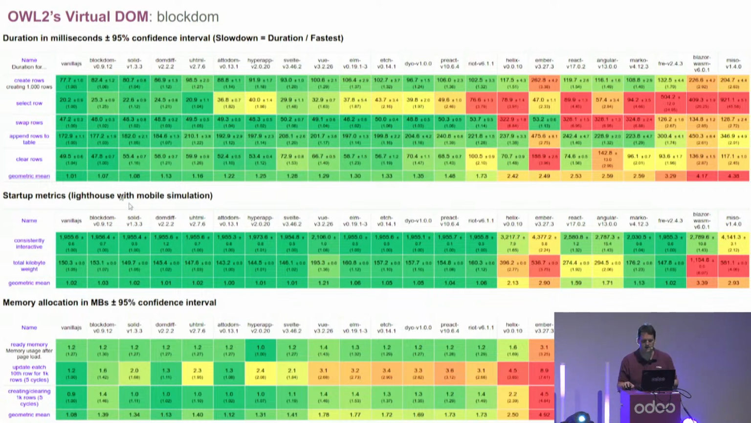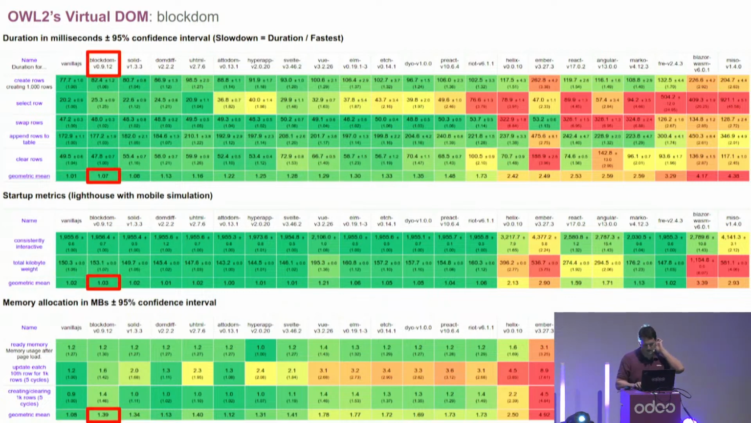To give you an idea, a modern framework like React is 2.53. Or Angular is 2.59. So we are an order of magnitude faster than any other JavaScript framework on the planet for the virtual DOM. That is Blockdom. That was the first component of the new version of OWL.